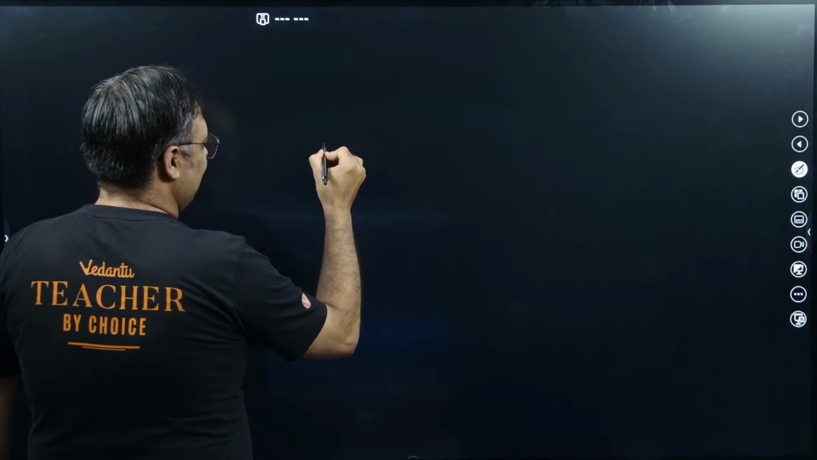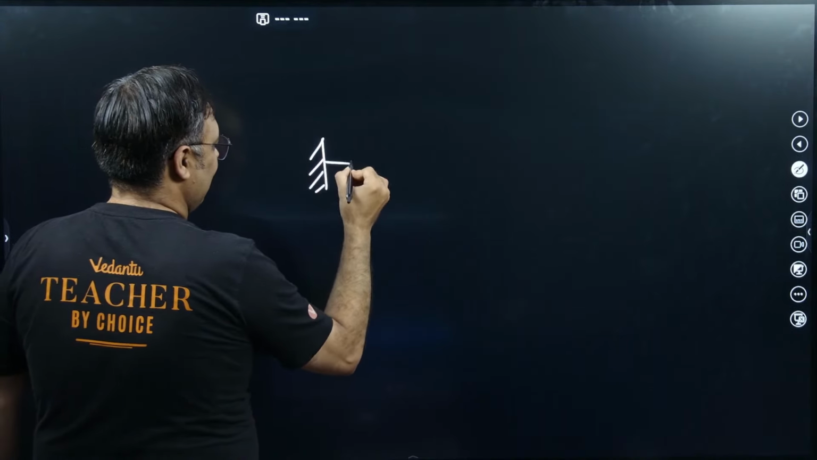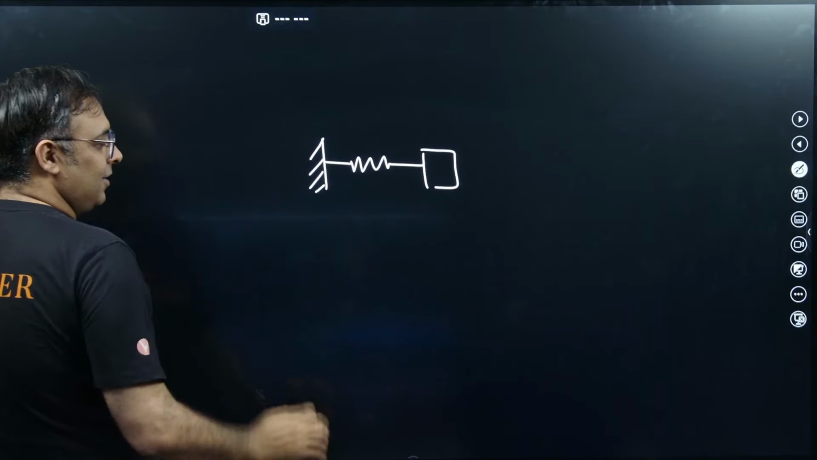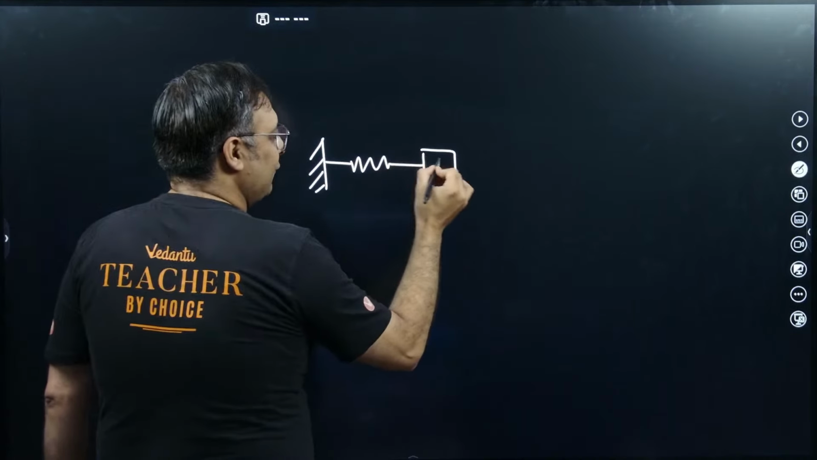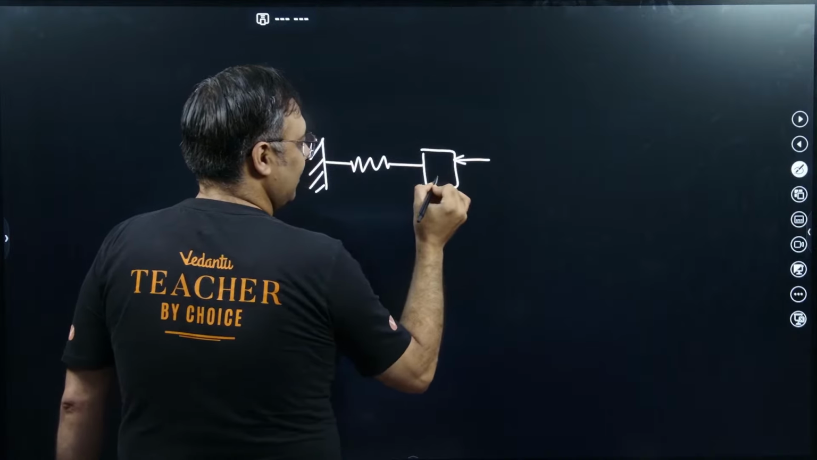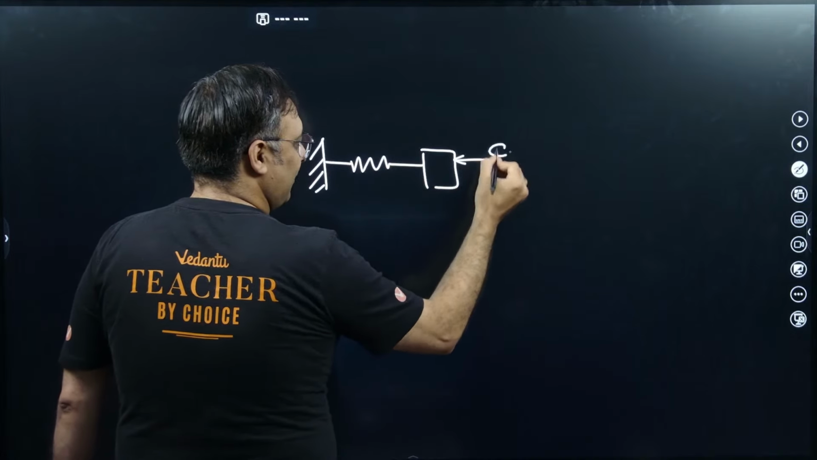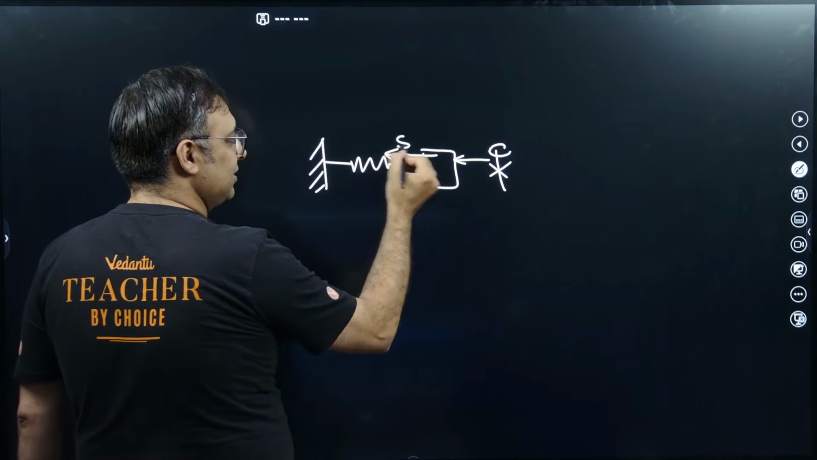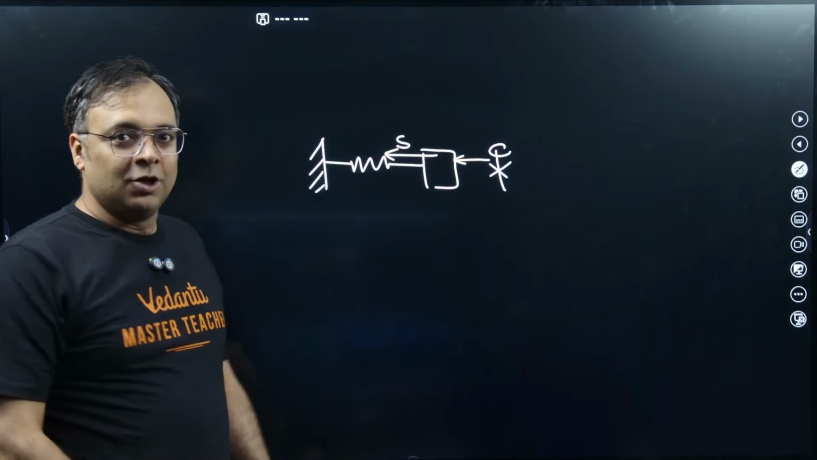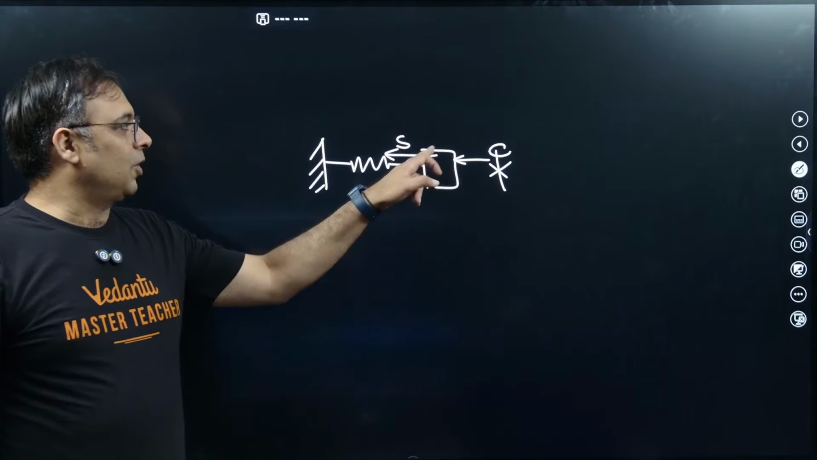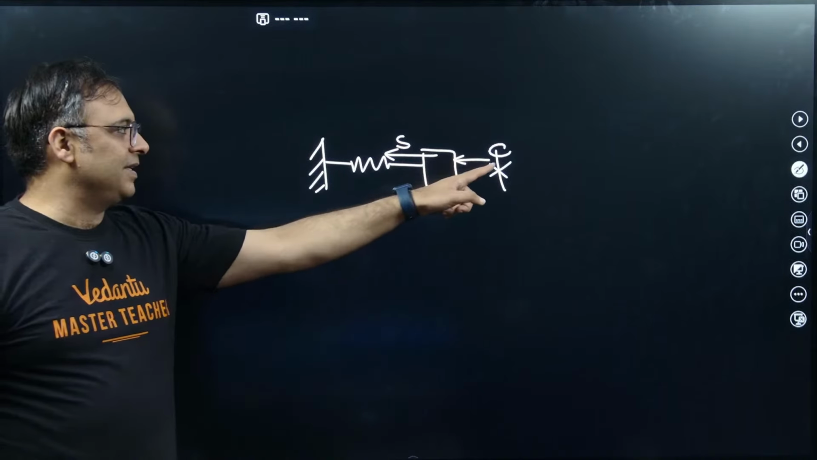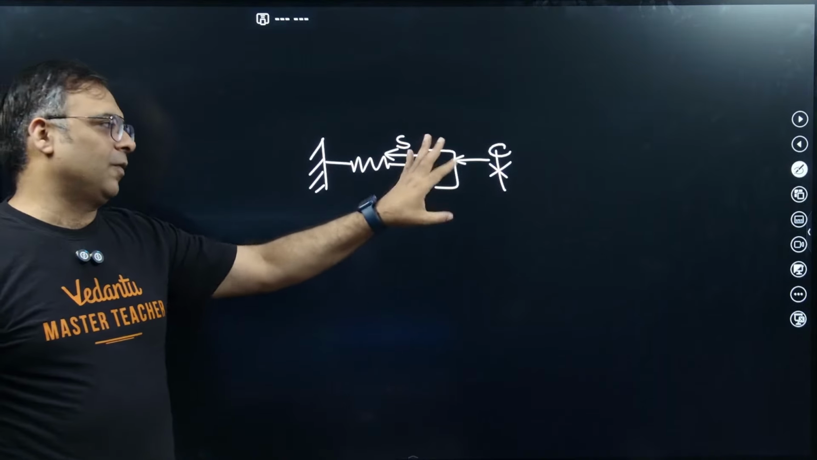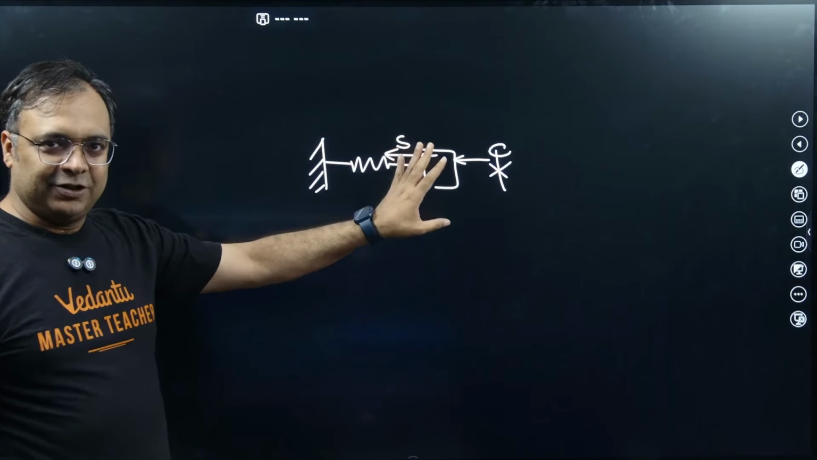See, for example, this is a spring. Now, if I am pushing this, as a person I am giving energy to this, because the displacement is in this direction and the force is also in this direction. So I am doing positive work on this. So energy from the person is being transferred to the block. Now what will happen to the block, that's a different issue.